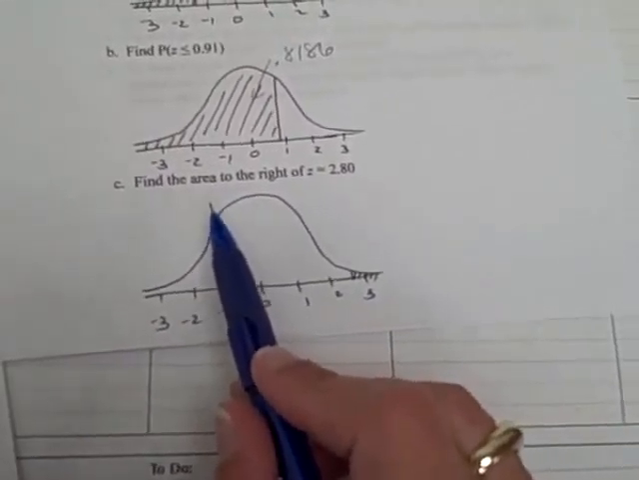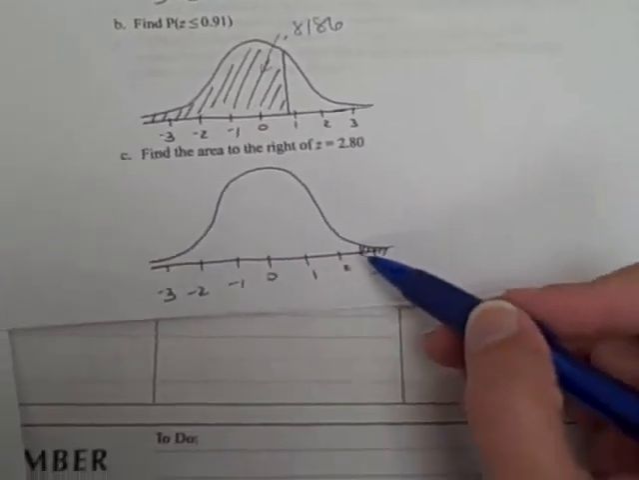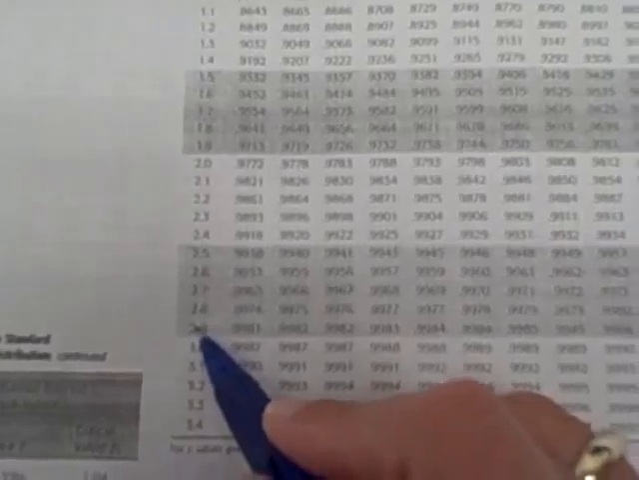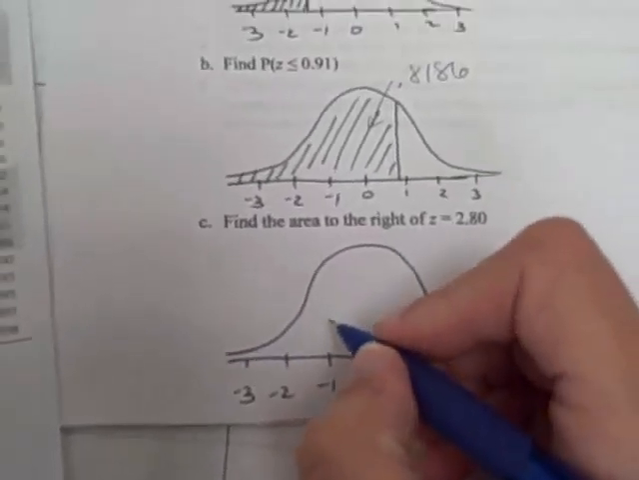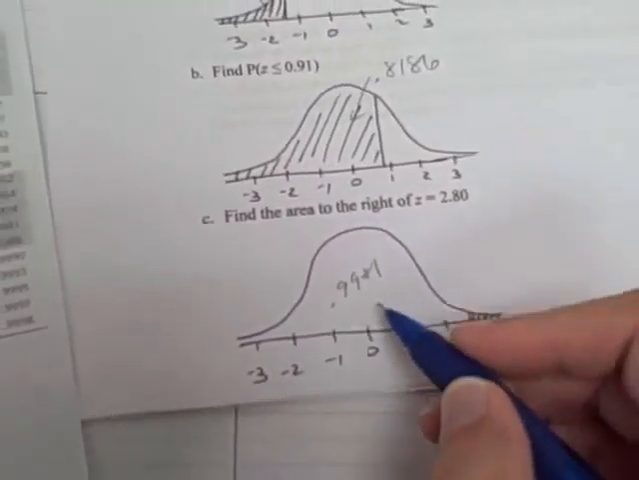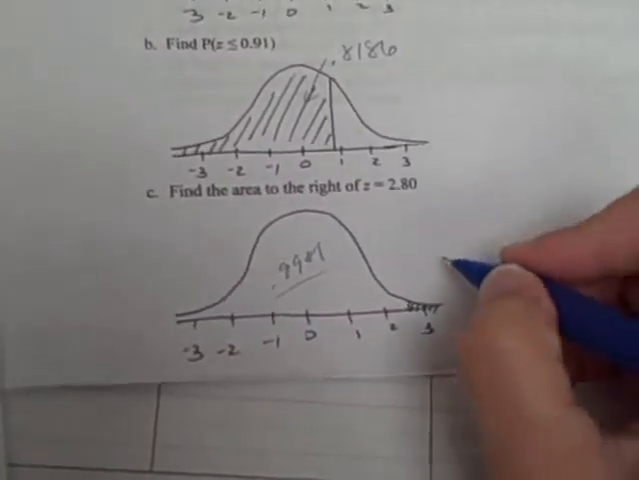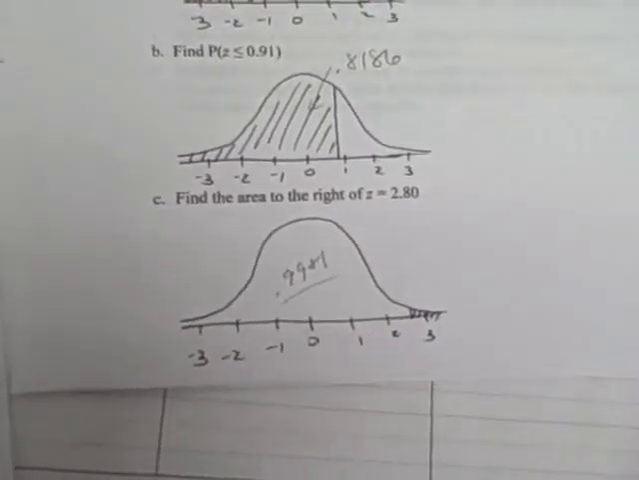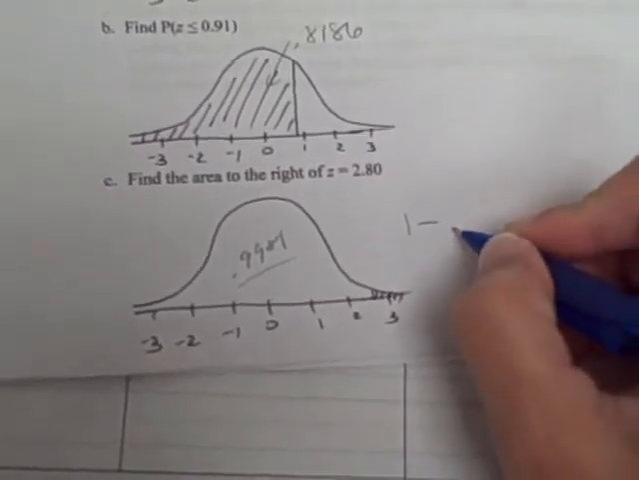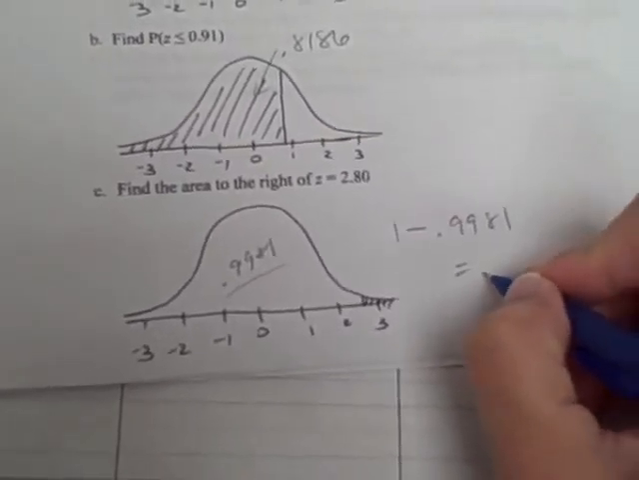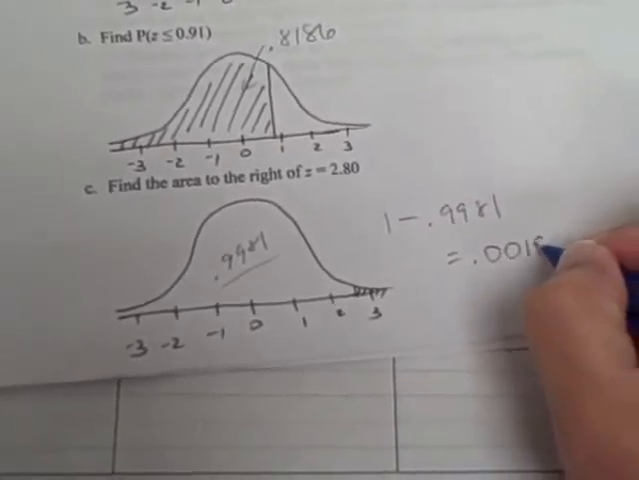All right, now let's find the area to the right of 2.80. So I came down here to 2.8. We want area to the right. Well, when I look up 2.80 in my table, I get 0.9981. That 0.9981 is area to the left. Now we know the total area under the curve equals 1, so the area to the right of 2.80 is going to be 1 minus that area to the left, or 1 minus 0.9981. So 0.0019.